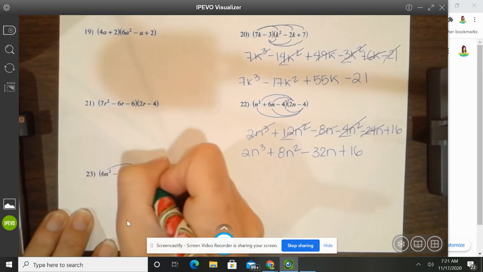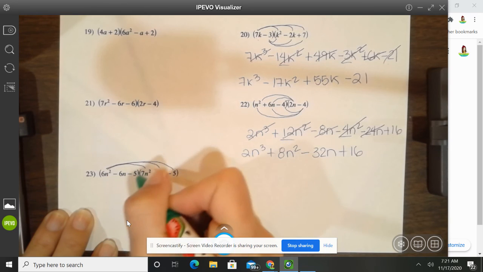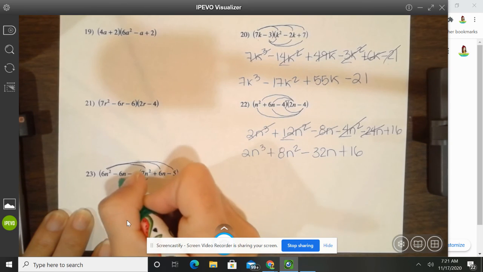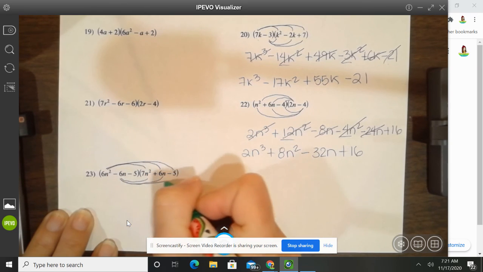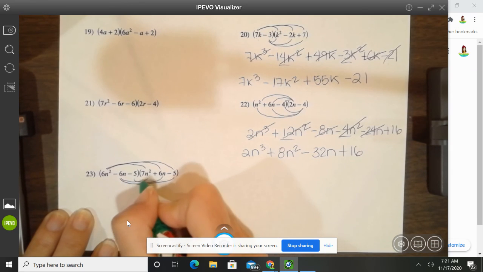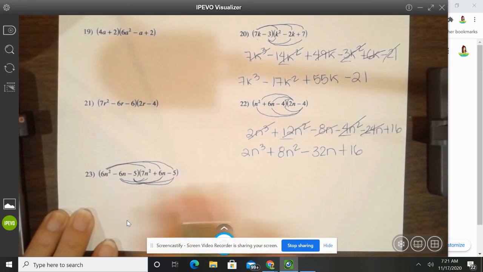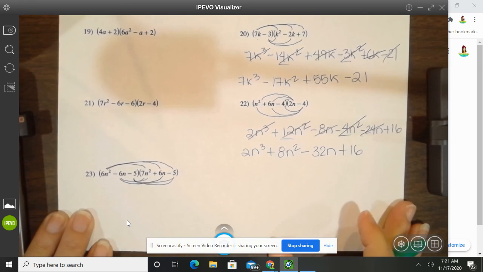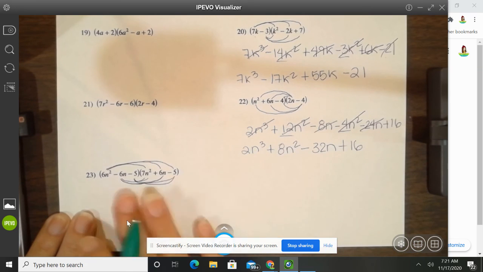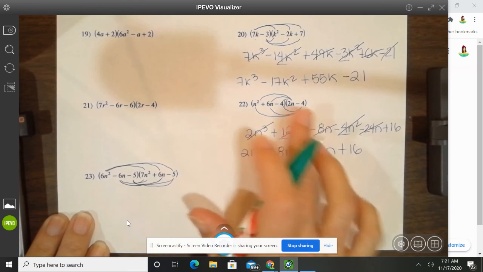So that times that, that times that, that times that, and then again, this one times this one, this one times this one. You have to hit every term. And then you're missing this one. So that times that, that times that, and that times that. So here it's a longer process, but so you have a clue of what you're doing. It helps to map it how I did it here.